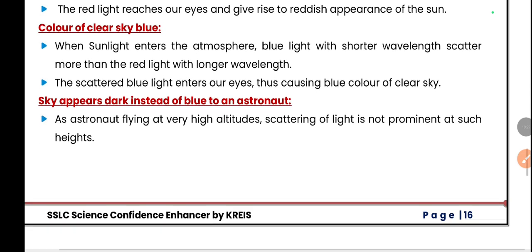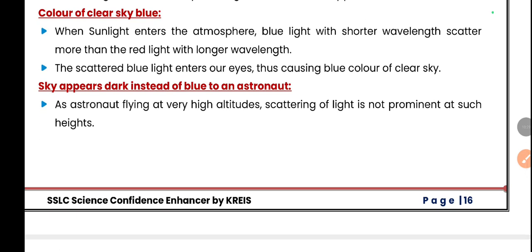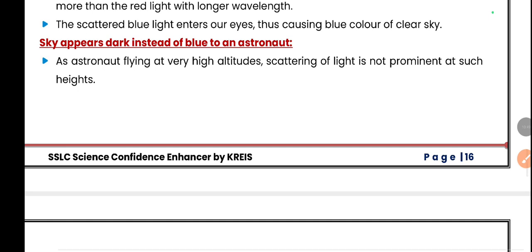This is also a very important question. Color of clear sky is blue. Why? When sunlight enters the atmosphere, blue light with a shorter wavelength scatters more than red light with a longer wavelength. The scattered blue light enters our eye, thus causing the blue color of the clear sky. Then, the sky appears dark instead of blue to an astronaut. Why? They ask. To an astronaut flying at very high altitudes, scattering of light is not prominent at such heights. That's why the sky appears dark instead of blue to an astronaut.